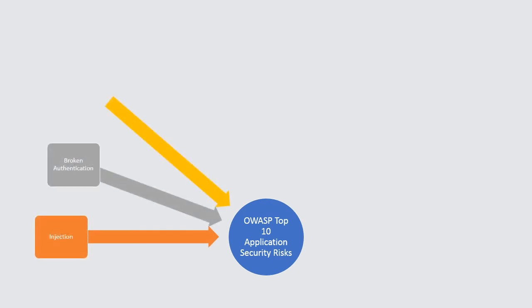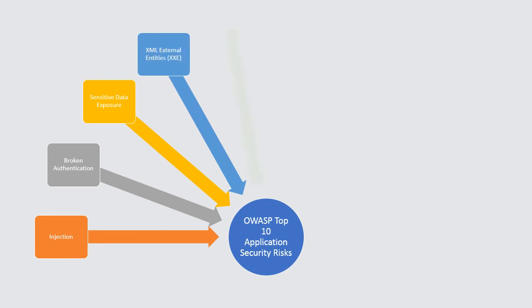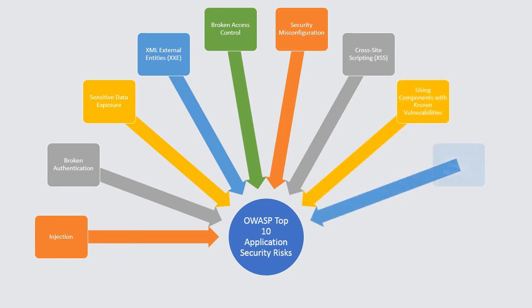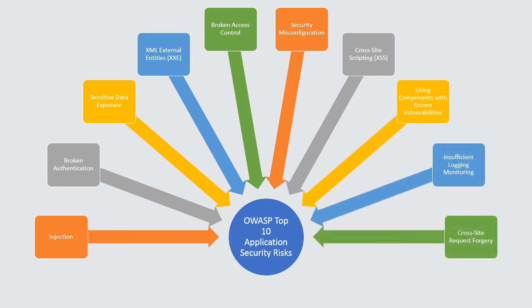OWASP top 10 application security risks: injection, broken authentication, sensitive data exposure, XML external entities, broken access control, security misconfiguration, cross-site scripting, using components with known vulnerabilities, insufficient logging and monitoring, cross-site request forgery.